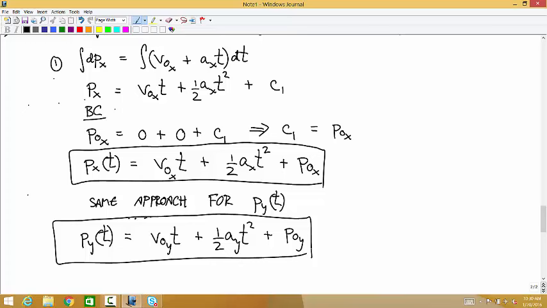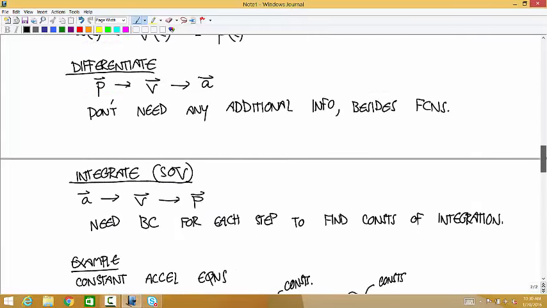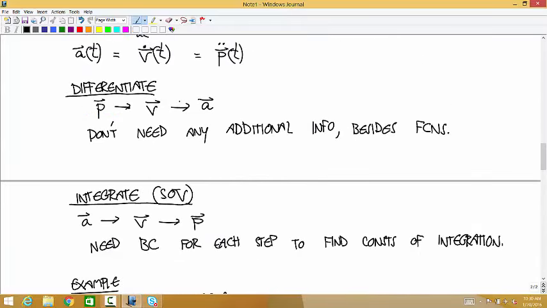Any questions about that? Okay, so going the derivative direction is a bit easier. Takes less time. But it's worth keeping in mind that if you're going this direction, you don't need anything new. If you're going from acceleration towards position, any one of those steps, you need to have boundary conditions.